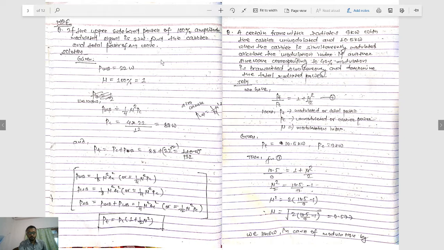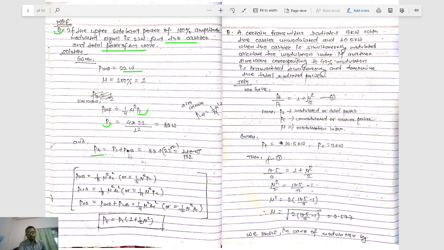And here we have the next one. This question is also asked in 2019 Fall of Pokhara University. If the upper sideband power of a 100% amplitude modulated signal is 22 watts, calculate the carrier power and the total power of the AM wave. Here PUSB, the upper sideband power, is given as 22 watts, and the modulation index μ is 100%, meaning μ equals 1. We know the formula PUSB equals 1 upon 4 μ squared PC, and from this you can calculate the value of PC. So PC will be 88 watts.